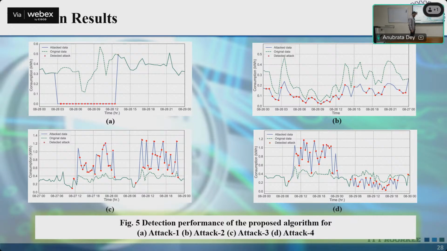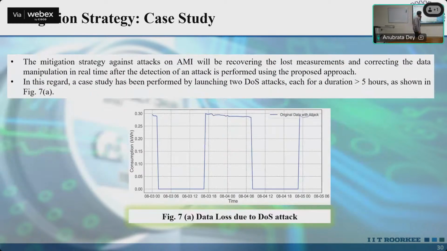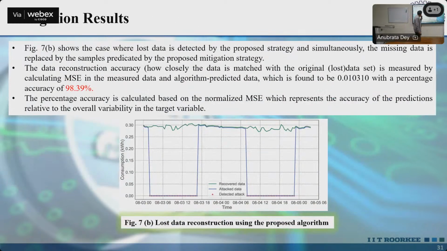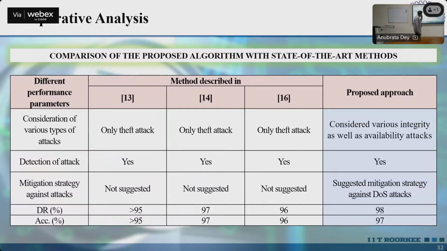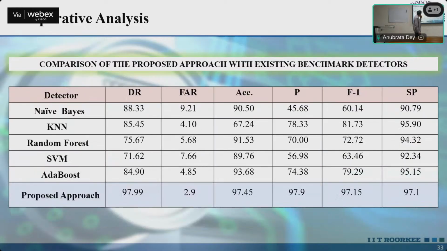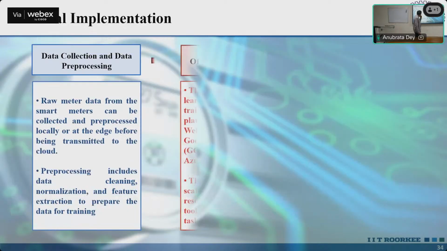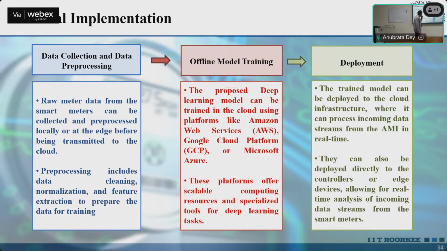Attack 1 was the denial of service attack. So this data that was not there, you can reconstruct here, right? In the same way, for other types of attack also, you can have the results. You can compare with some other methods also. I think that is not required.